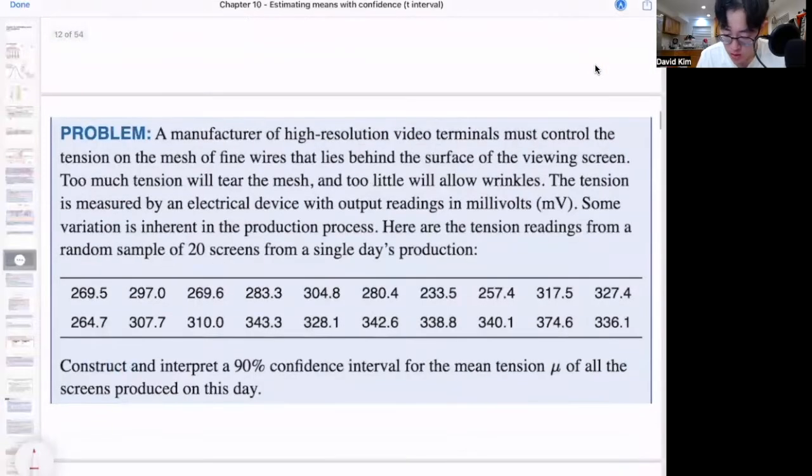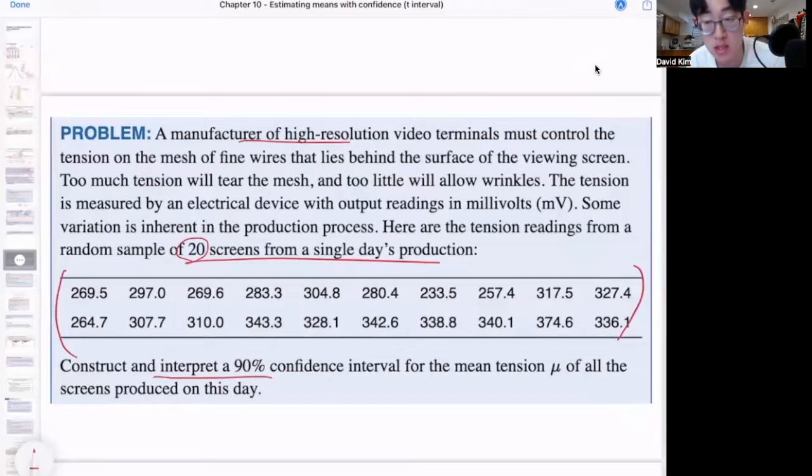Okay, so for this, we have a manufacturer of high resolution video terminals who must control the tension on the mesh of fine wires that lies behind the surface of the viewing screen. So here are the tension readings from a random sample of 20 screens from a single day's production. Construct and interpret a 90% confidence interval.